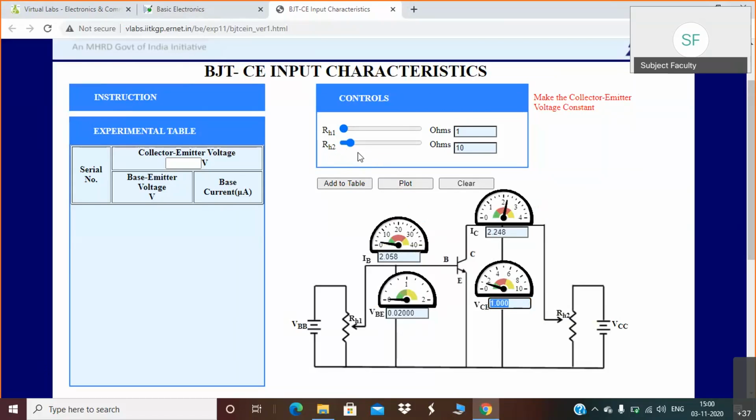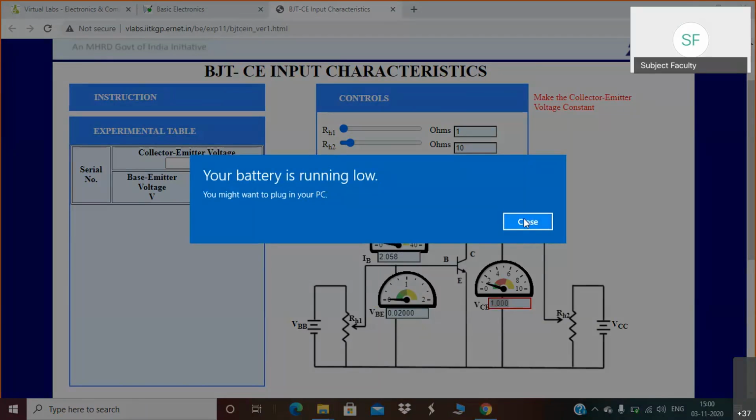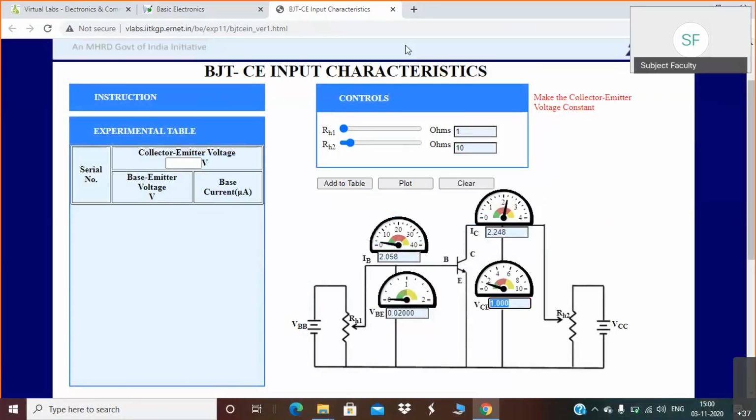Now don't vary this second control. This second control should be kept constant, because the first control is nothing but to vary these input readings, and the second control is for varying output readings. Once you have kept VC constant at 1 volt, don't vary this knob now, RH2, that is rheostat 2. Okay, so just 1 second. I will connect the charger.